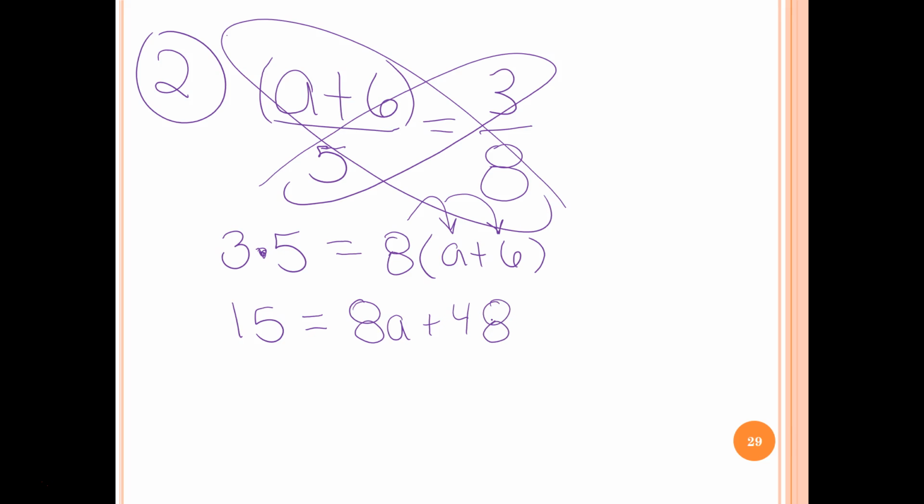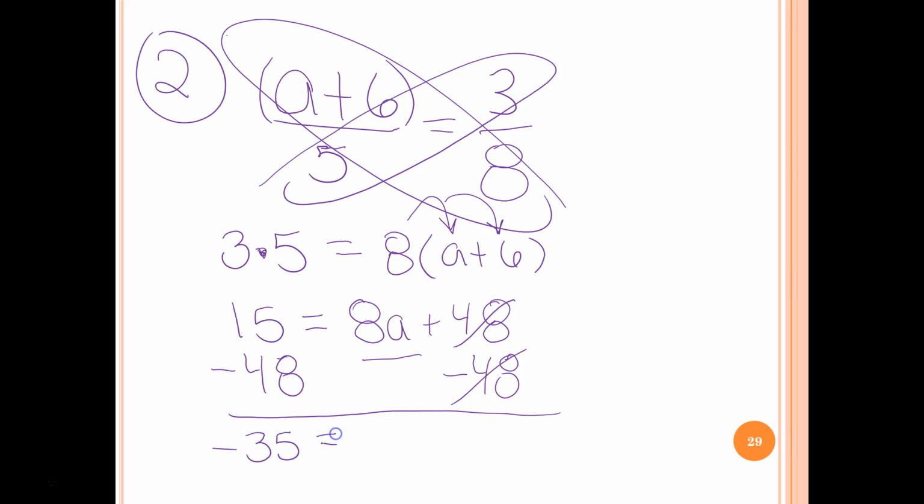Now this looks pretty traditional. I'm going to do something a little different. Since our only variable term is on the right-hand side, I'm going to bring those number terms over to the left-hand side just to make life easier instead of having a lot of steps built into this process. Now we've got 15 minus 48, which is negative 35, and that's equal to 8a.